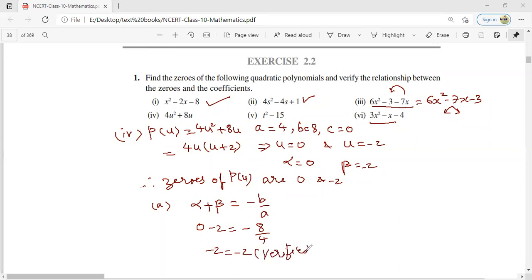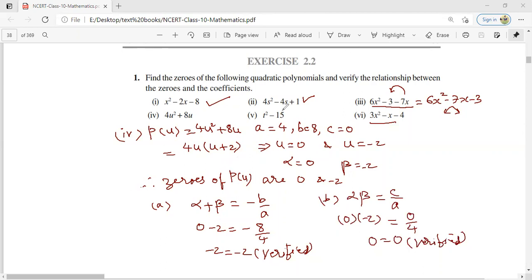Then verify the second part, that is alpha into beta is equal to c upon a. Alpha is 0, so 0 multiplied by minus 2 is 0. What is the value of c? c is 0, so 0 by 4 is 0. Both sides are equal, therefore it is also verified. So we have verified the relation and we got the zeros also.